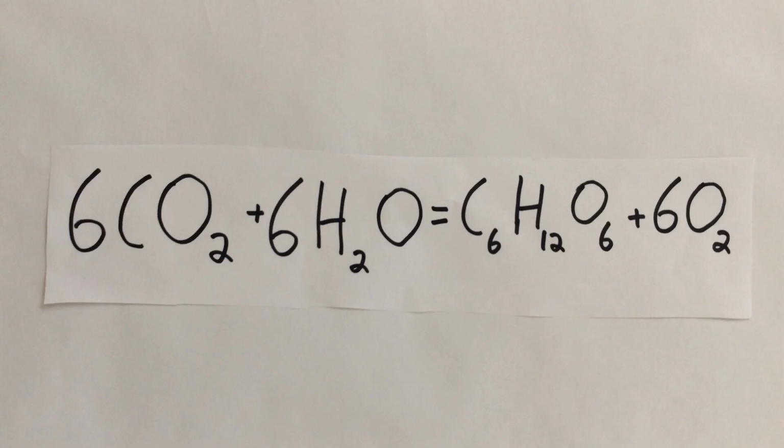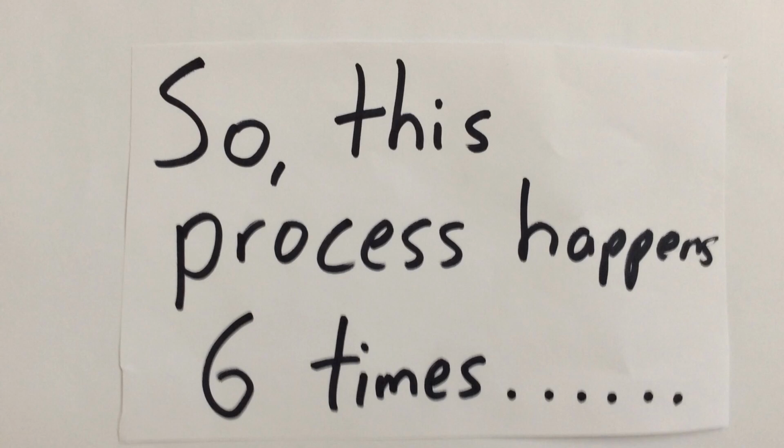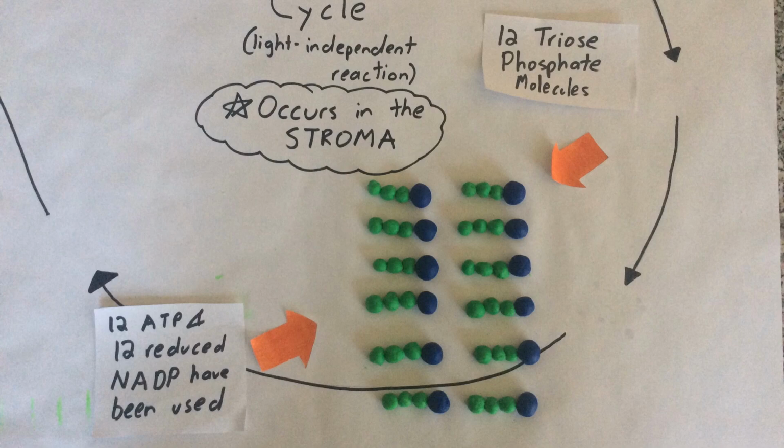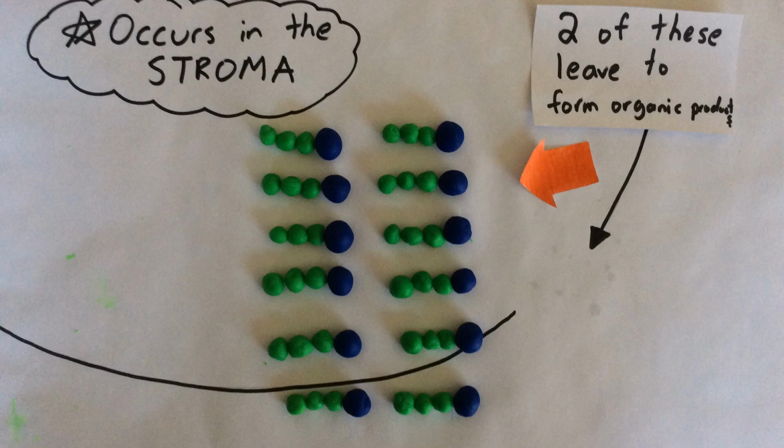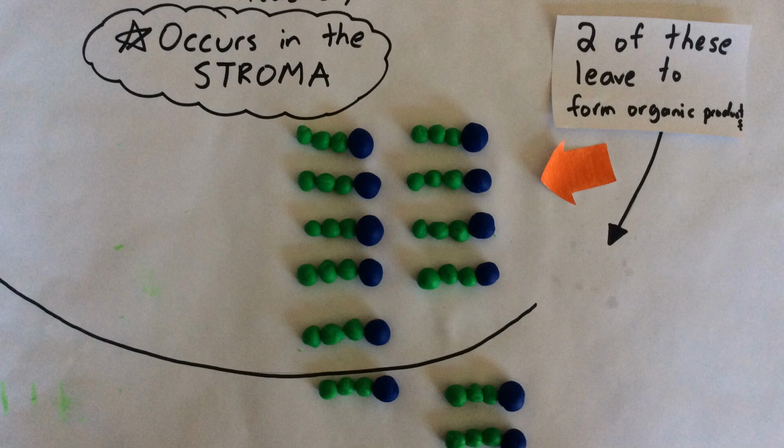phosphates. However, to make sucrose, the end product of the Calvin cycle requires 6 carbon dioxides and 6 waters to create this. So, the cycle happens 6 times, creating 12 triose phosphate molecules. At this point, 12 ATP and 12 reduced NADP molecules have been used, which all go back to the light-dependent phase. 2 of the G3Ps are welded together, forming a 6-carbon sequence.